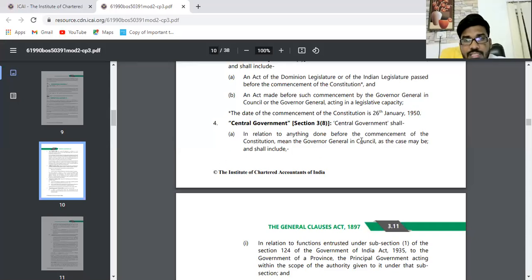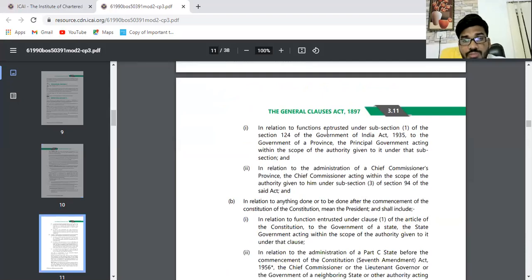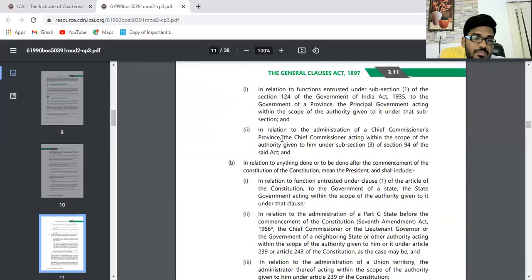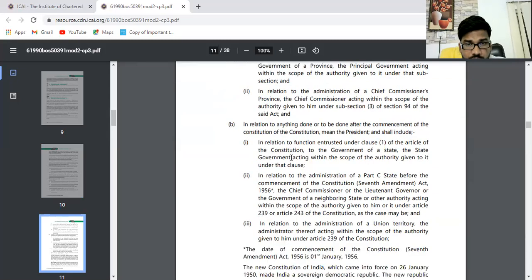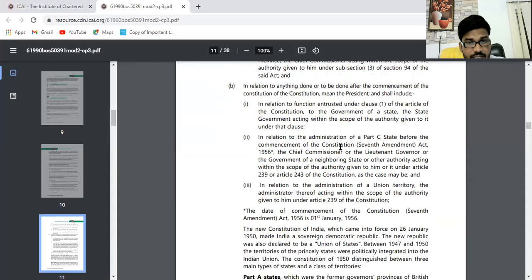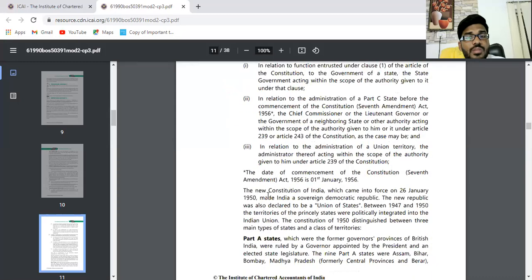In relation to anything done before the commencement of the Constitution, that is before 26 January 1950, the Governor General in Council shall include, in relation to the functions entrusted to the government of provinces, the principal government acting in the scope of authority, and the Chief Commissioner of Provinces. After the Constitution, in relation to the part states, it is the Chief Commissionerate, Administrator of Union Territory, and President of India. These together are called the central government after the Constitution.